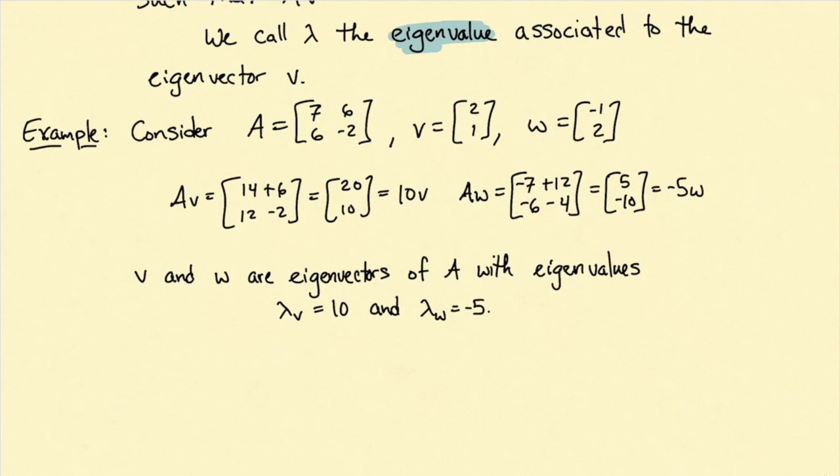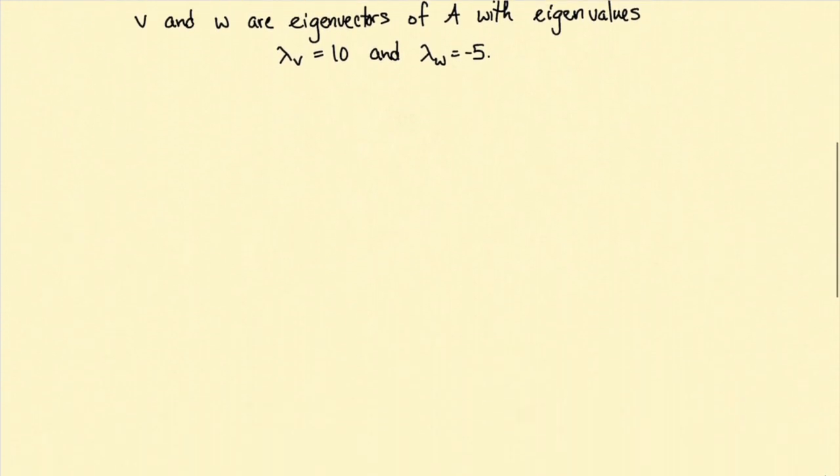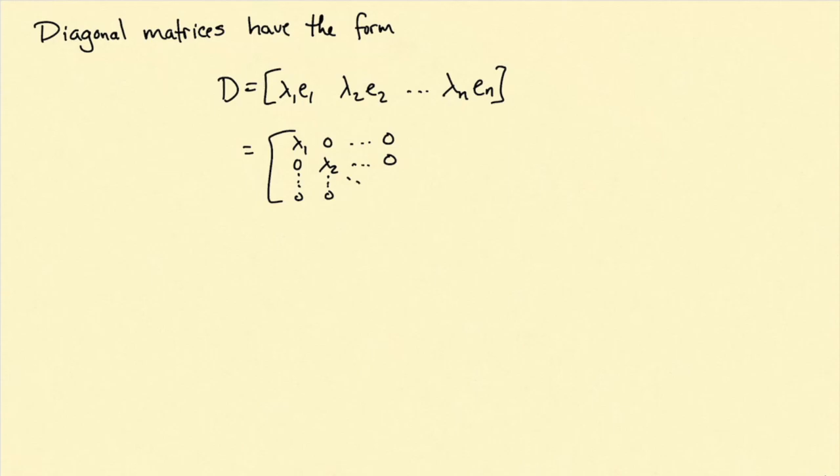Now that we have an example, the question in your mind is probably, why are we talking about this? So to get a feel for why this might be useful, let's think about diagonal matrices as a nice toy example. So diagonal matrices have the form lambda 1 times e1, lambda 2 times e2, etc., down to lambda n times en, which amounts to a matrix whose only non-zero entries are along the diagonal, and they are lambda 1, lambda 2, down to lambda n.